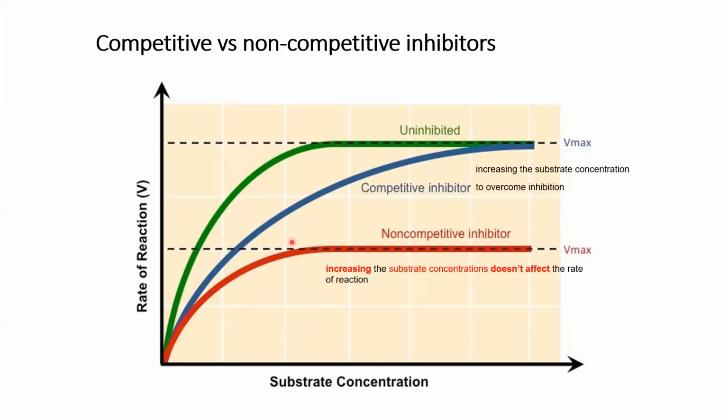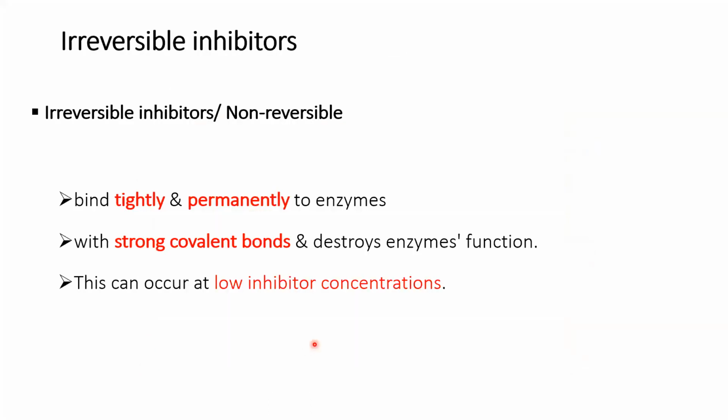So you have to know the difference, and you have to know how to explain this graph. It has come out in exams before. If you look in your exercise book, you are also asked to draw a graph of the rate of reaction in the presence of inhibitors. So you have to know how to draw the graph, and also how to explain this graph.